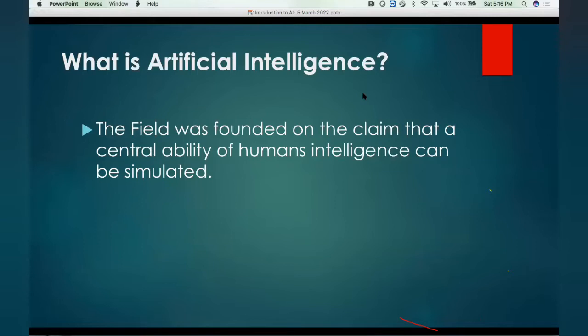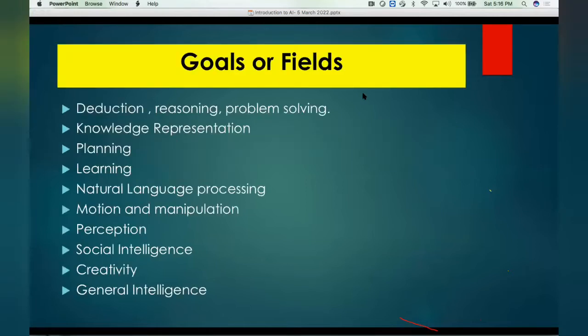You must have heard about robotic surgery also. They are performing surgery, and there is the role of robots in various other fields. These are the different fields: deduction, reasoning and problem solving, knowledge representation, planning, where we can use this artificial intelligence, and learning about the concept, natural language processing, motion and manipulation, perception, social intelligence, creativity, general intelligence. We use all this terminology when we talk about artificial intelligence.